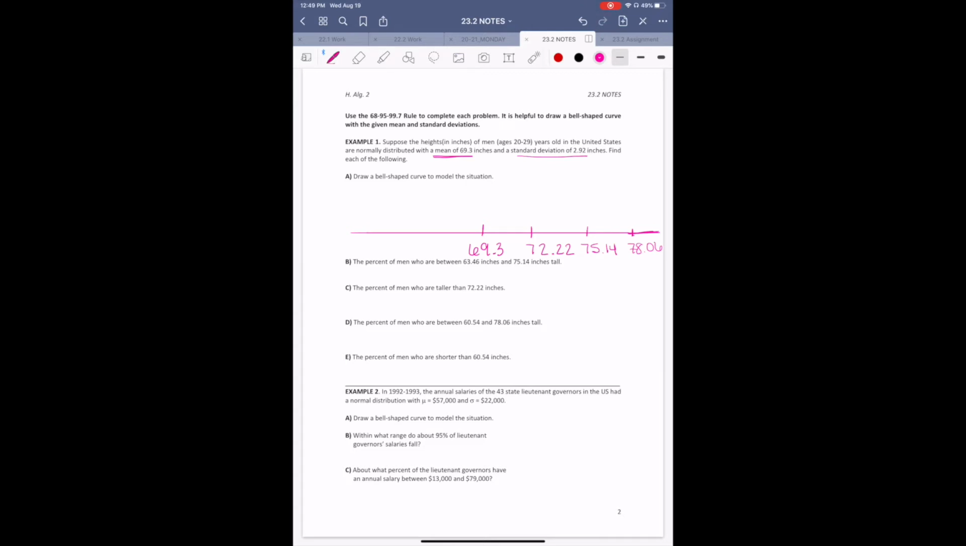Then we are going to do the same thing over on the left side. We are going to subtract 1 standard deviation, 69.3 minus 2.92 gives us 66.38. Subtract 2 standard deviations, that's 63.46. And subtract 3 standard deviations, that's 60.54. So we have created our number line, right? And because our mean is in the center, remember that's where the mound is, it comes down to a tail. Opposite side comes down to a tail.